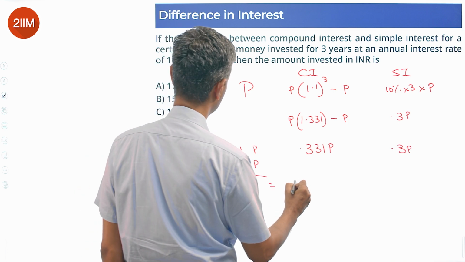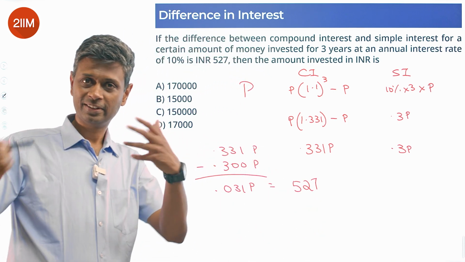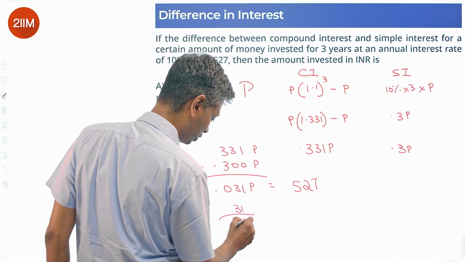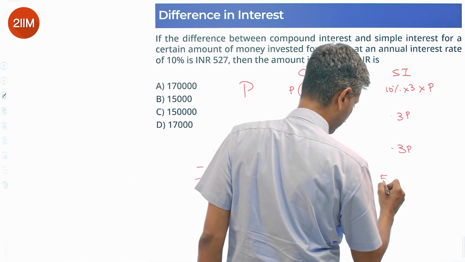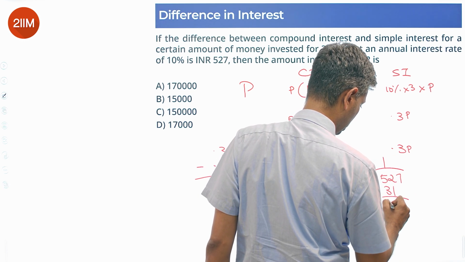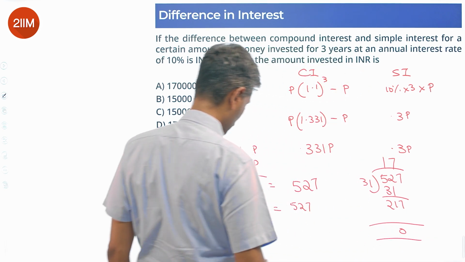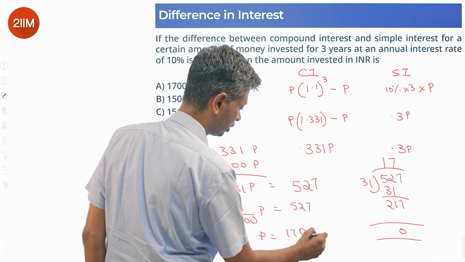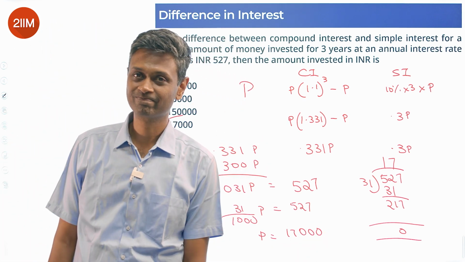0.031P is 527. I'm already having this wonderful vibe that 527 will be a multiple of 31. So 31 by 1000 times P is 527. 527 divided by 31, it goes 17 times, brilliant. So P is 17 into 1000, 17,000. Hopefully it is there in our choices, we're very happy.